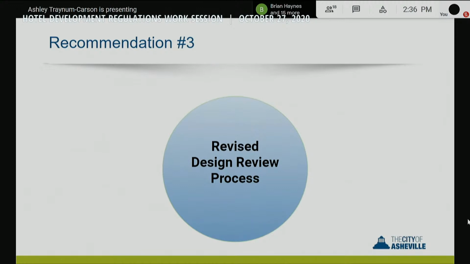So we're going to focus on this recommendation that we didn't cover at the last meeting, which again is revising our current design review process for hotels and other land use types within the city. Next slide, please.